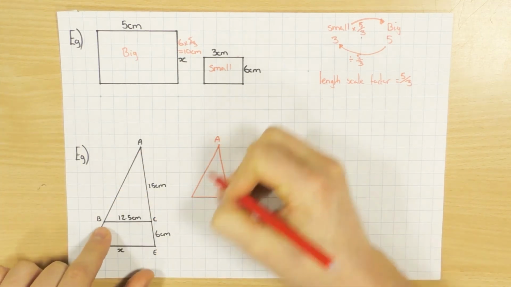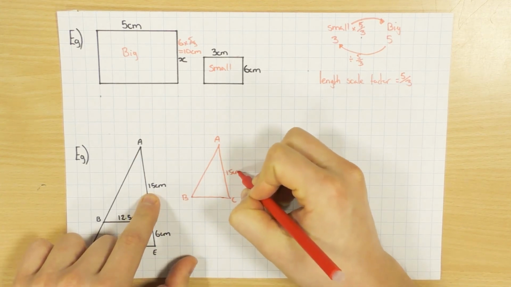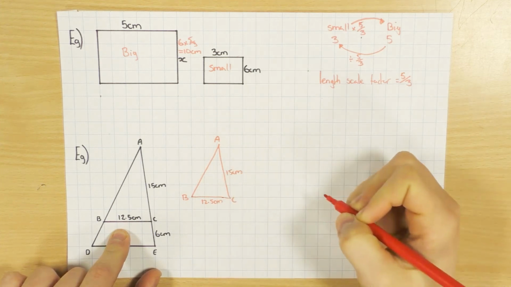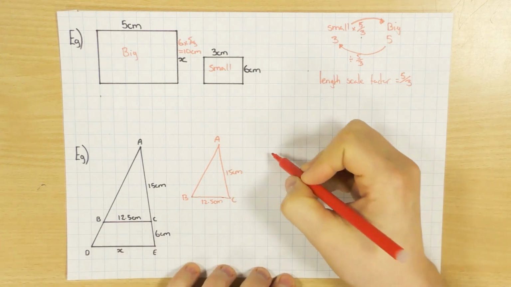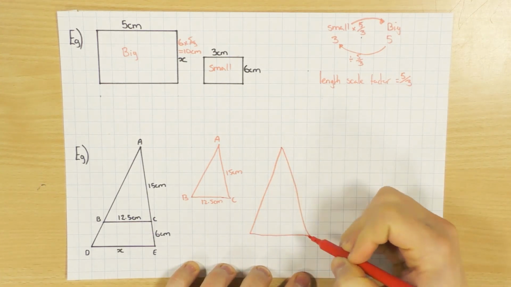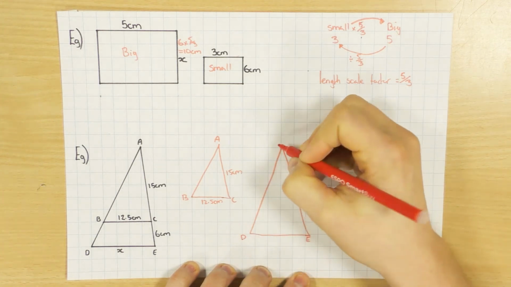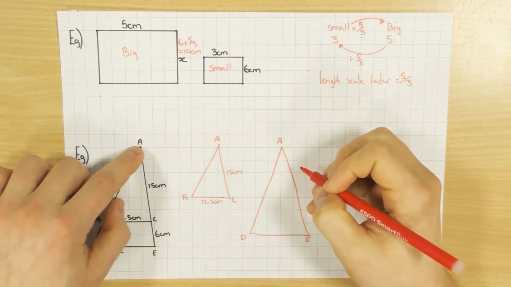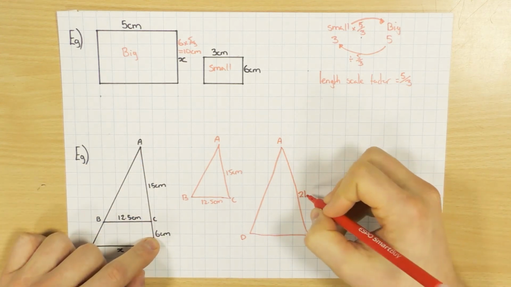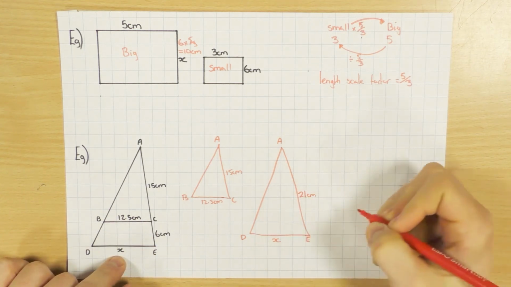So A, B, C. That length there is 15 centimetres. That length there is 12.5 centimetres. And then the slightly bigger triangle. So it doesn't have to be posh. It's just to make it easier to see what's going on. And this side here will be 15 plus the 6, so that will be 21. Again, it's centimetres. We're after that length there, x.